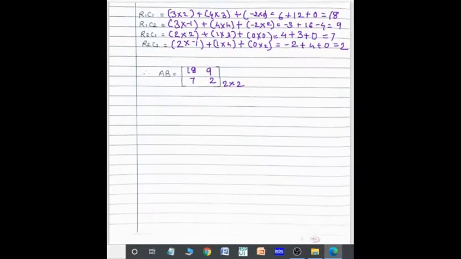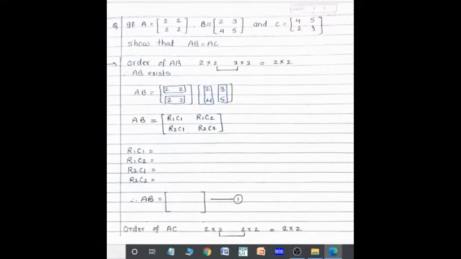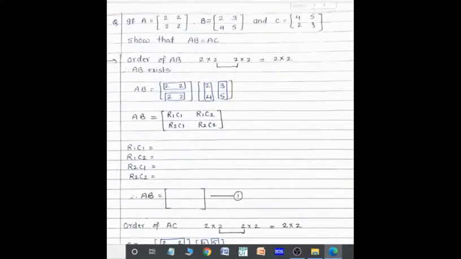We'll go for one more sum. If matrix A, B, C are given, we need to show that AB is equal to AC. For that, first we'll see the order of AB. The rows and columns are same, so the new order is also 2 by 2. Write down here matrix A into matrix B. Mark the rows of the first matrix and columns of the second matrix. After that, write down the positions of the resulting matrix of 2 by 2.